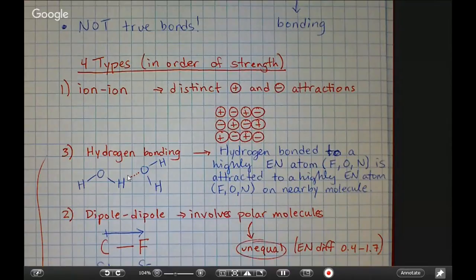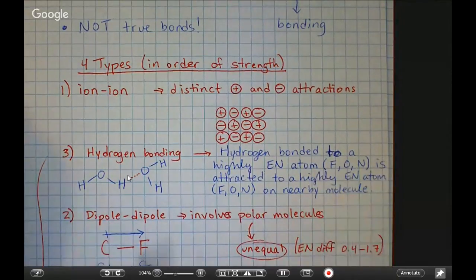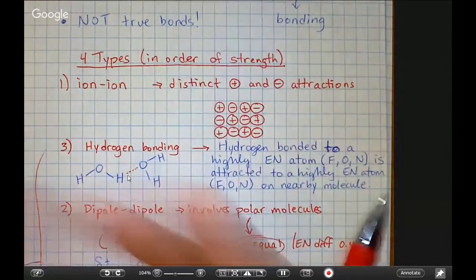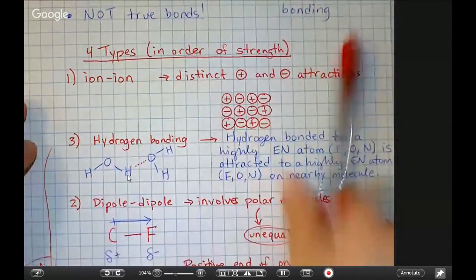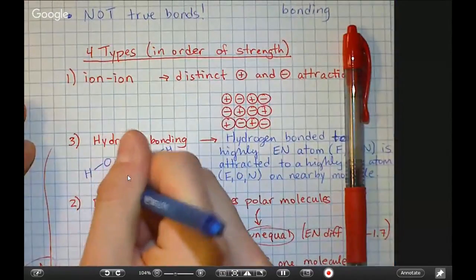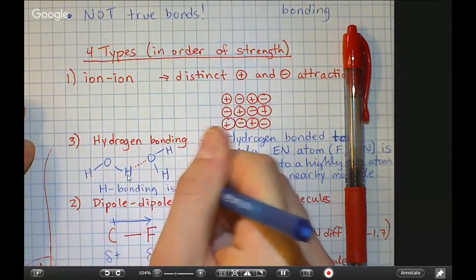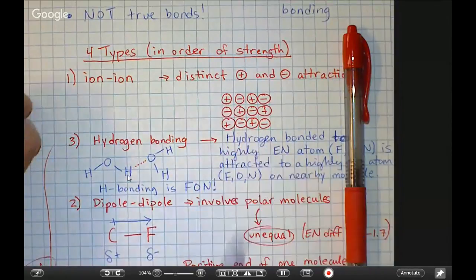Okay, and where I mentioned the FON here, here's a way to remember the atoms that are used in hydrogen bonding, is we say hydrogen bonding is fun.